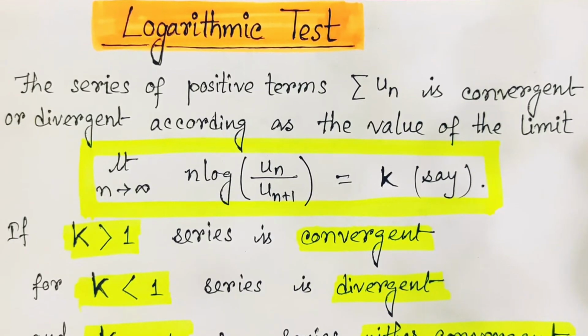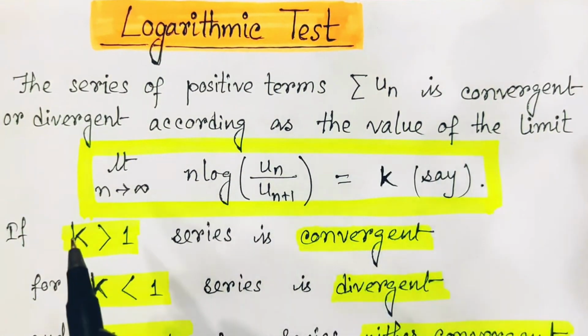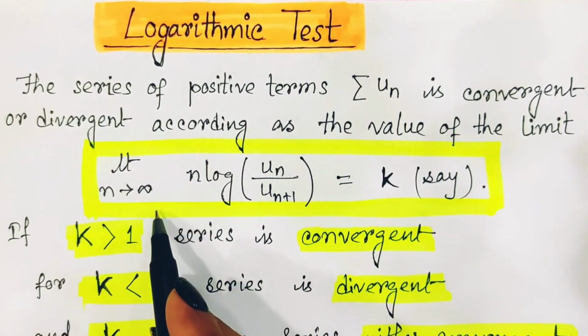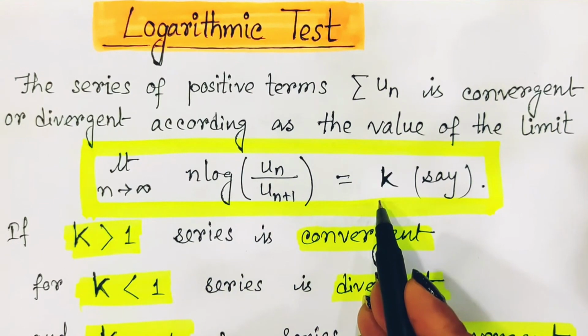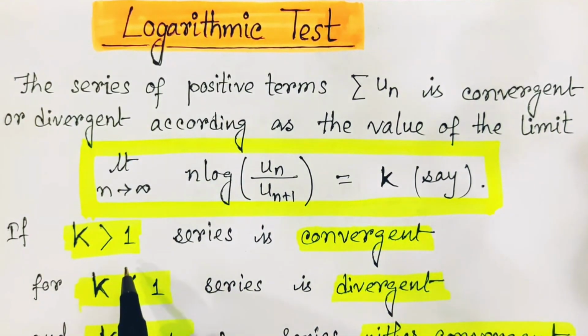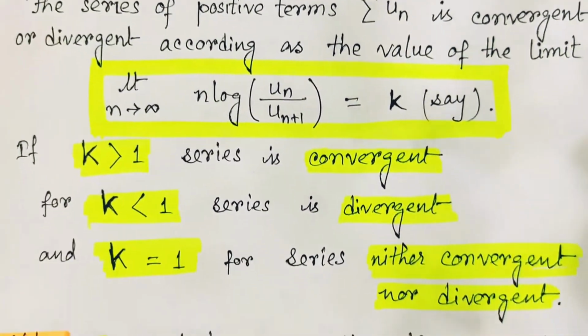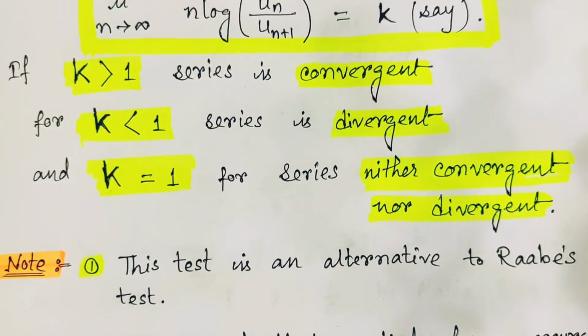But at first, we should come to know what the logarithmic test is. The same way as the previous test, the series of positive terms un is convergent or divergent according as the value of the limit as n tends to infinity of n log un divided by un plus 1 is equal to k. If k is greater than 1, then the series is convergent. If k is less than 1, then the series is divergent. And if k is equal to 1, then the test fails.